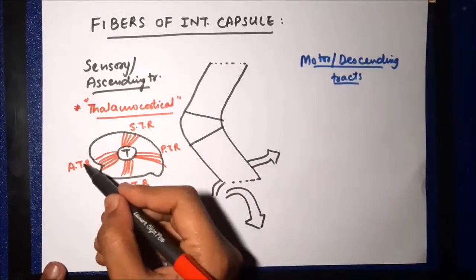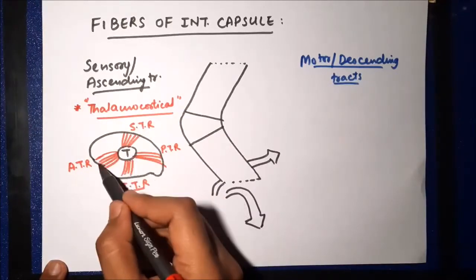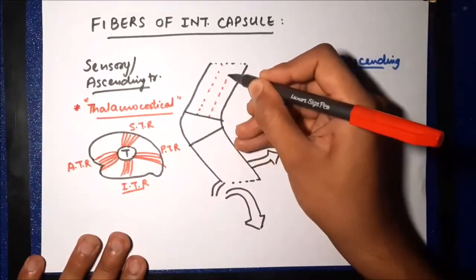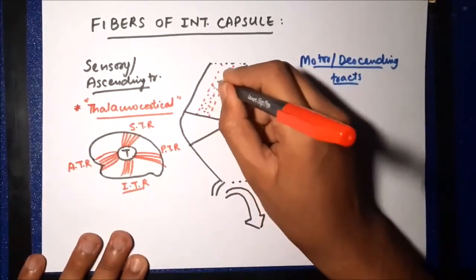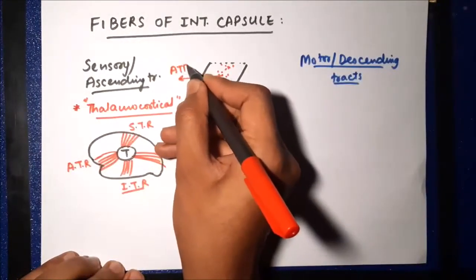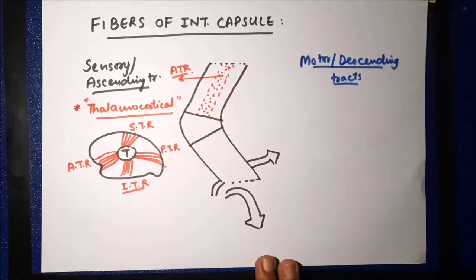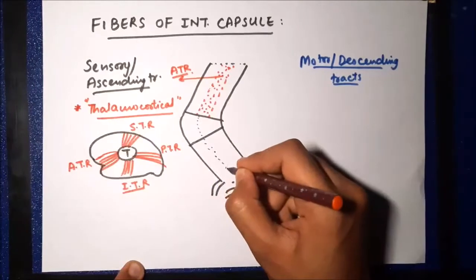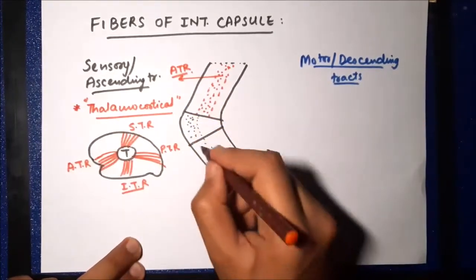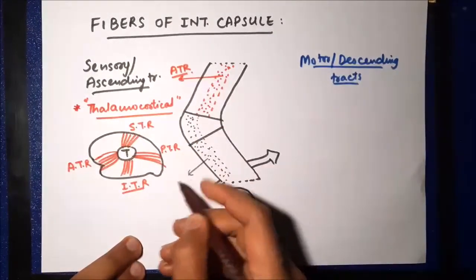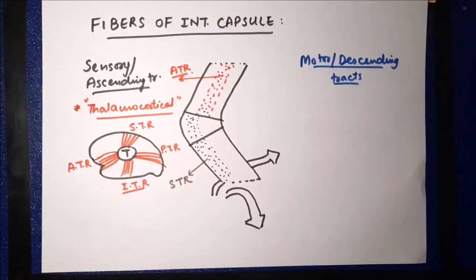So as we can understand, in anterior thalamic radiation, these are fibers from thalamus to cortex anteriorly. This anterior thalamic radiation, the fibers of this radiation, they pass through this anterior limb of the internal capsule. So this part in red color shows the location of the ascending fibers which are part of anterior thalamic radiation. Now the fibers of superior thalamic radiation, they pass all along the genu and the posterior limb. So these fibers in the genu and the posterior limb, these are the fibers of superior thalamic radiation.